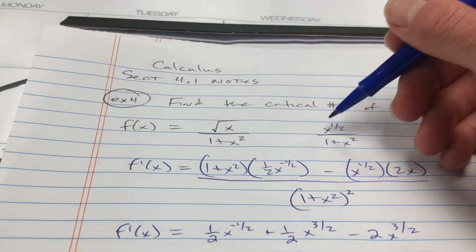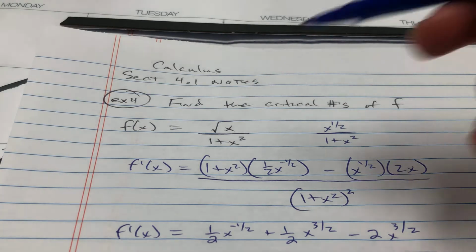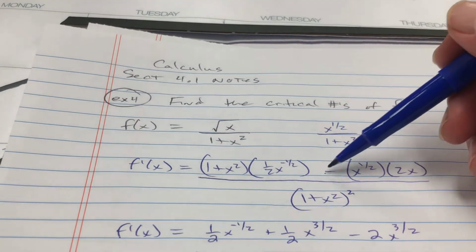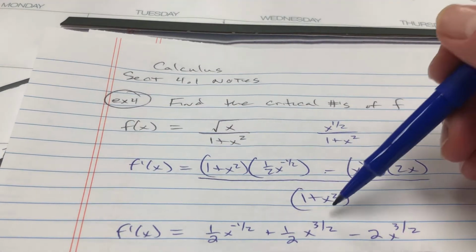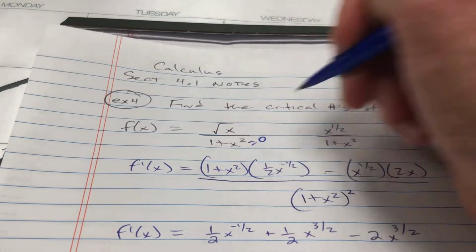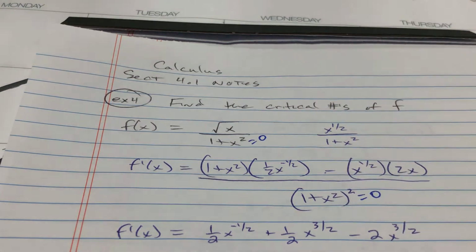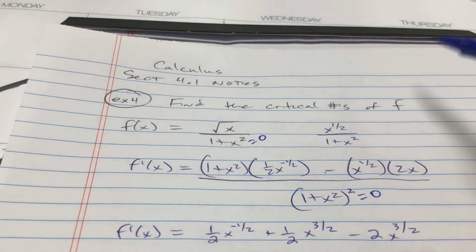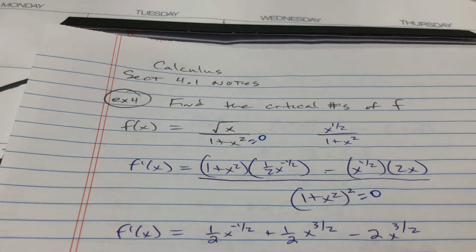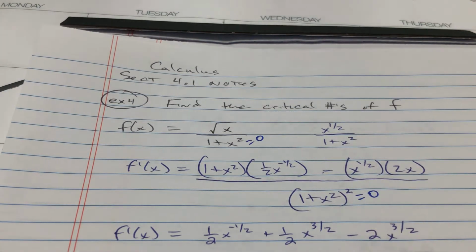So this function can also be written as x to the 1/2 over 1 plus x squared. Definitely need to use the quotient rule. Low, d high, minus high, d low, all over the square of what's below. Now it's important to know that whether we set it equal to 0 or not, this denominator will never be 0. You get x squared is -1, x is plus or minus i, so this will never be 0. That will never be 0 as well.